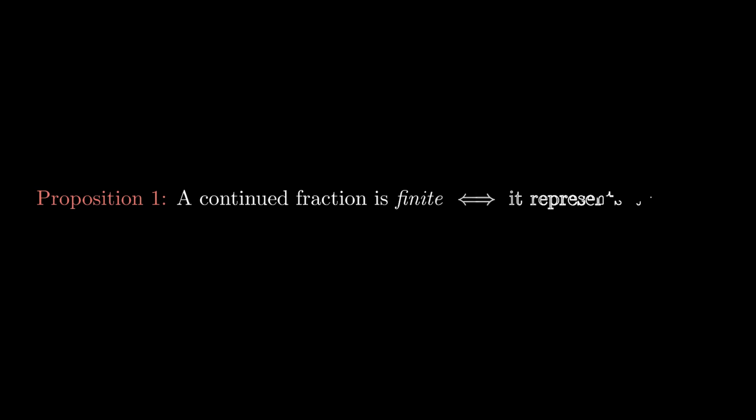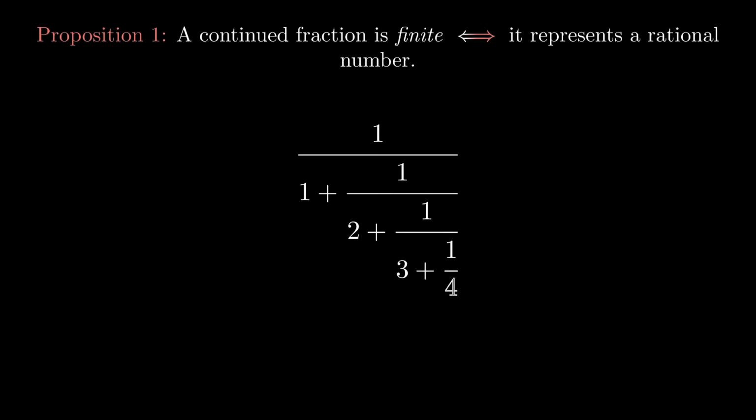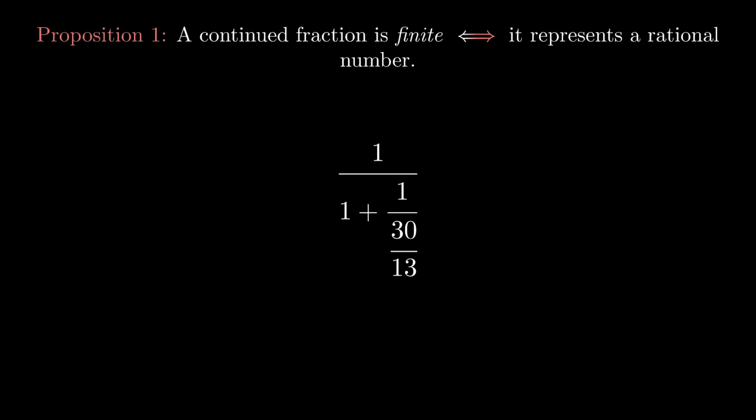This is in fact the basis for our first proposition. A continued fraction is finite if and only if it represents a rational number. In the forwards direction, we can always start at the bottom of the finite continued fraction and work our way up, evaluating finitely many arithmetic operations on integers. Since we can do this with any finite continued fraction, and as the closure of the integers under finitely many arithmetic operations is the rationals, we can see that every finite continued fraction will be a rational.